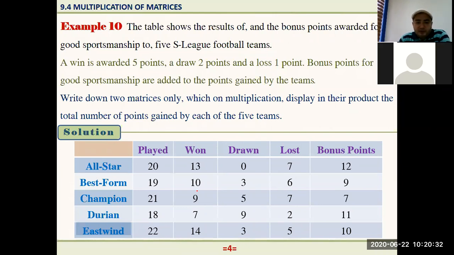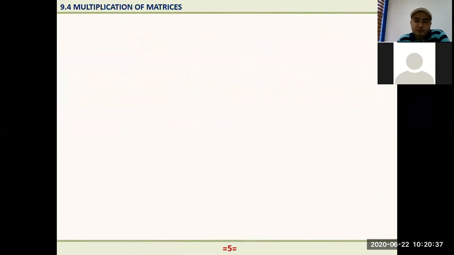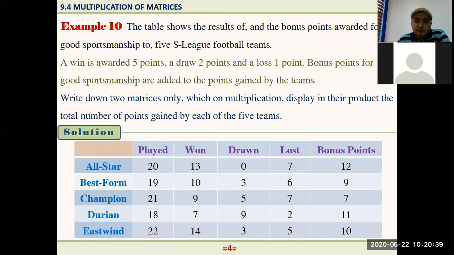Guys, we are talking about this table. The table shows the results of, and the bonus points for good sportsmanship to 5 S-League football teams. So here we are talking about some kind of football league. You may just call this Paragon League. In Paragon League, we have 5 teams competing against each other. The first team is All-Star, the second team is Best Form, then Champion, Durian, and East Wing.